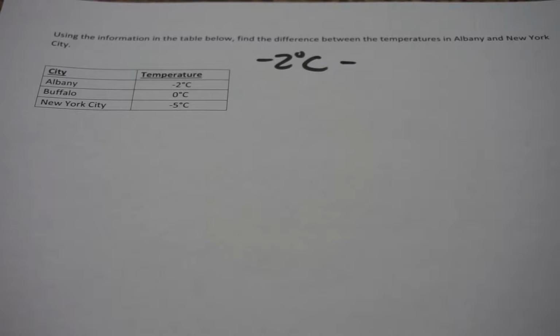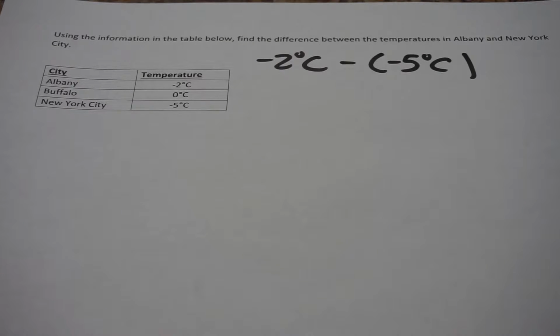And we know that we're finding the difference here, so we're going to associate that with subtraction. Next, we're going to look for that temperature of New York City, which is -5 degrees Celsius. And there we have it. We have our word problem written down number-wise here. So we're actually going to approach this problem using a linear model.